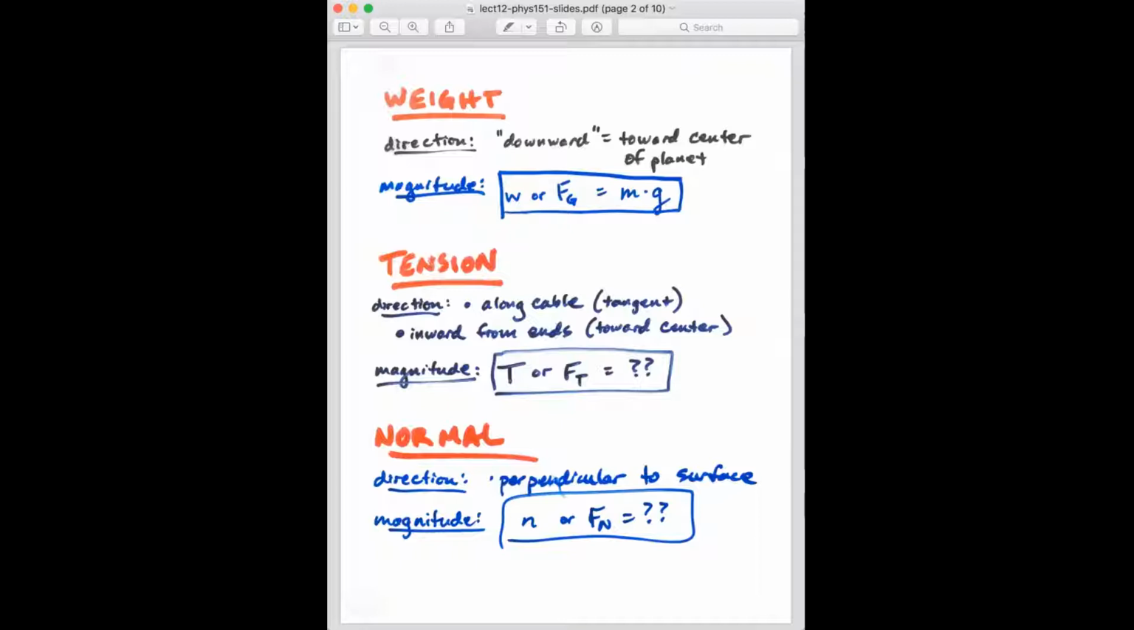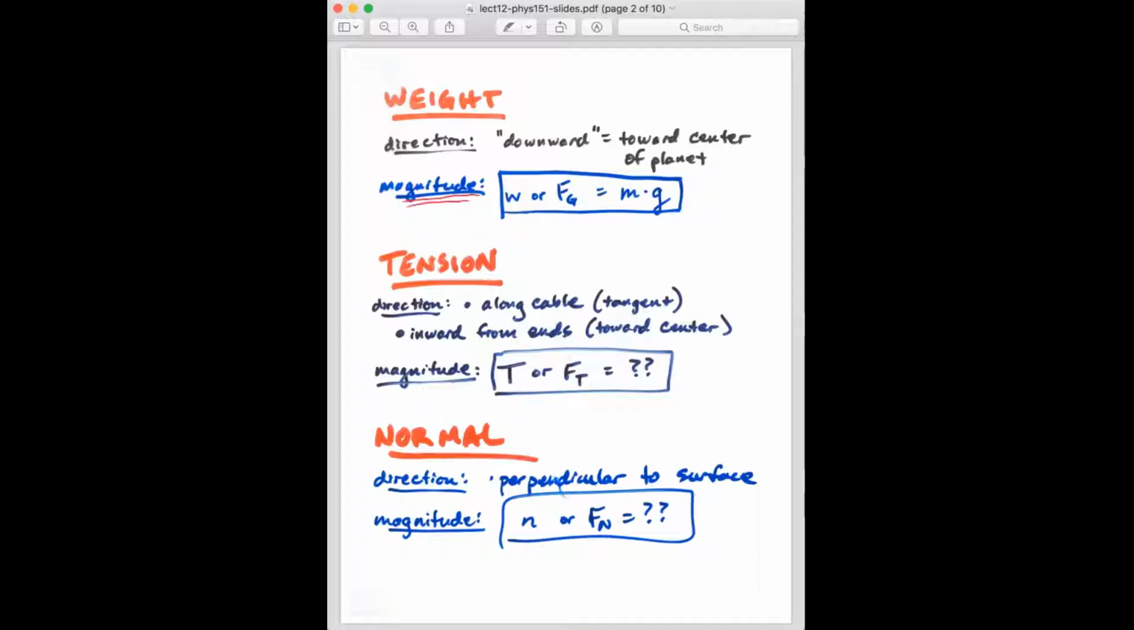So every force has a direction and a magnitude. I did say some of these things already on the last slide, but let's summarize them really briefly. The direction of weight is always downward toward the center of the planet that's exerting the gravitational force. So that's what I mean by downward, toward the center of the planet. Now, this is something we haven't said yet.